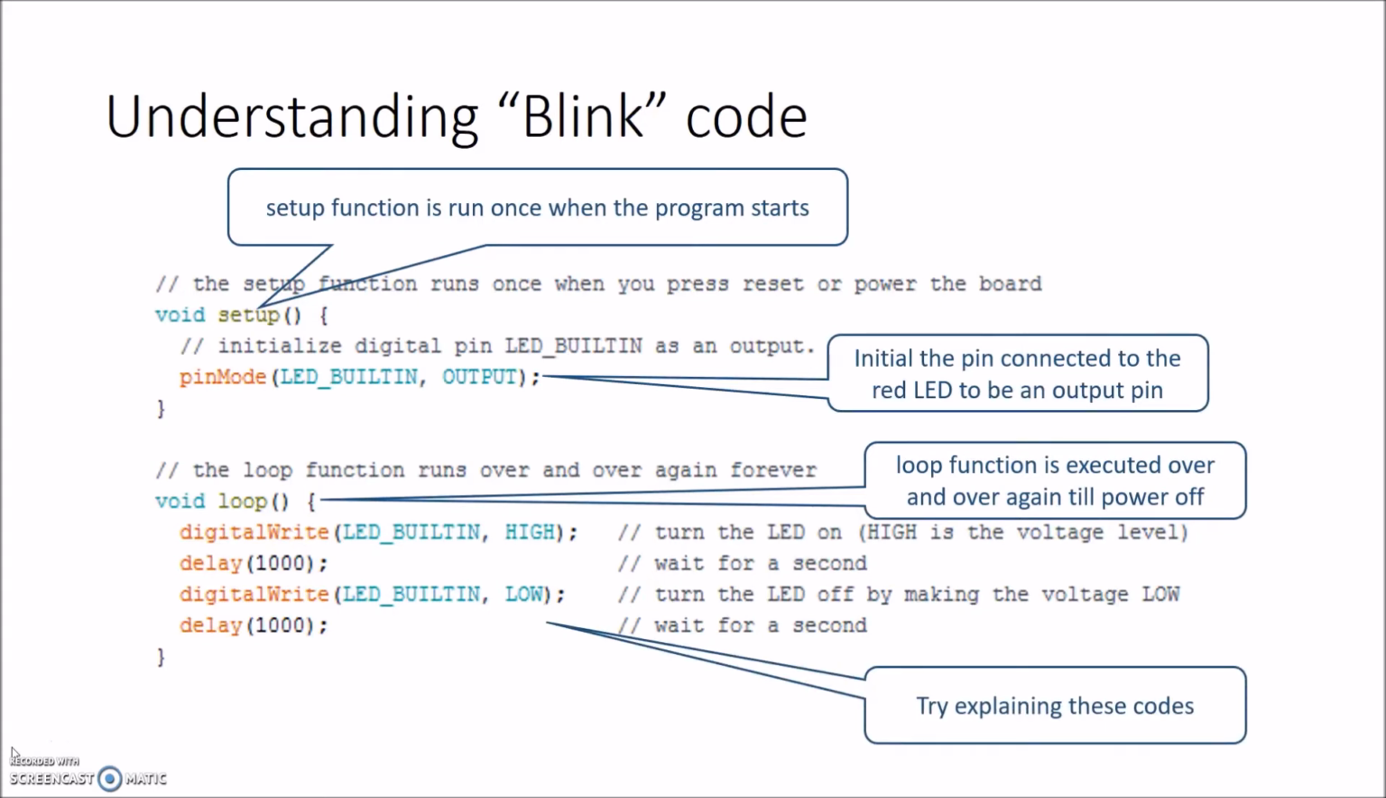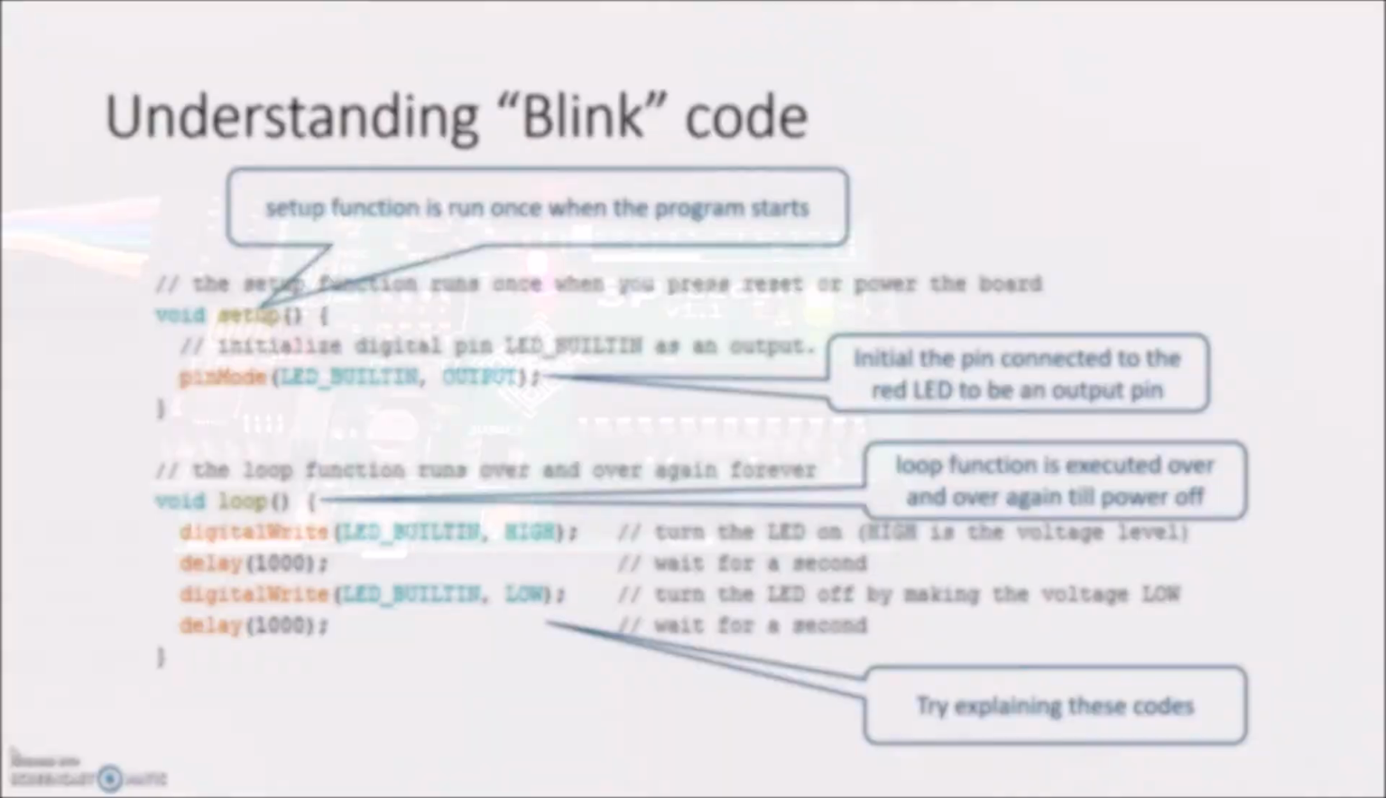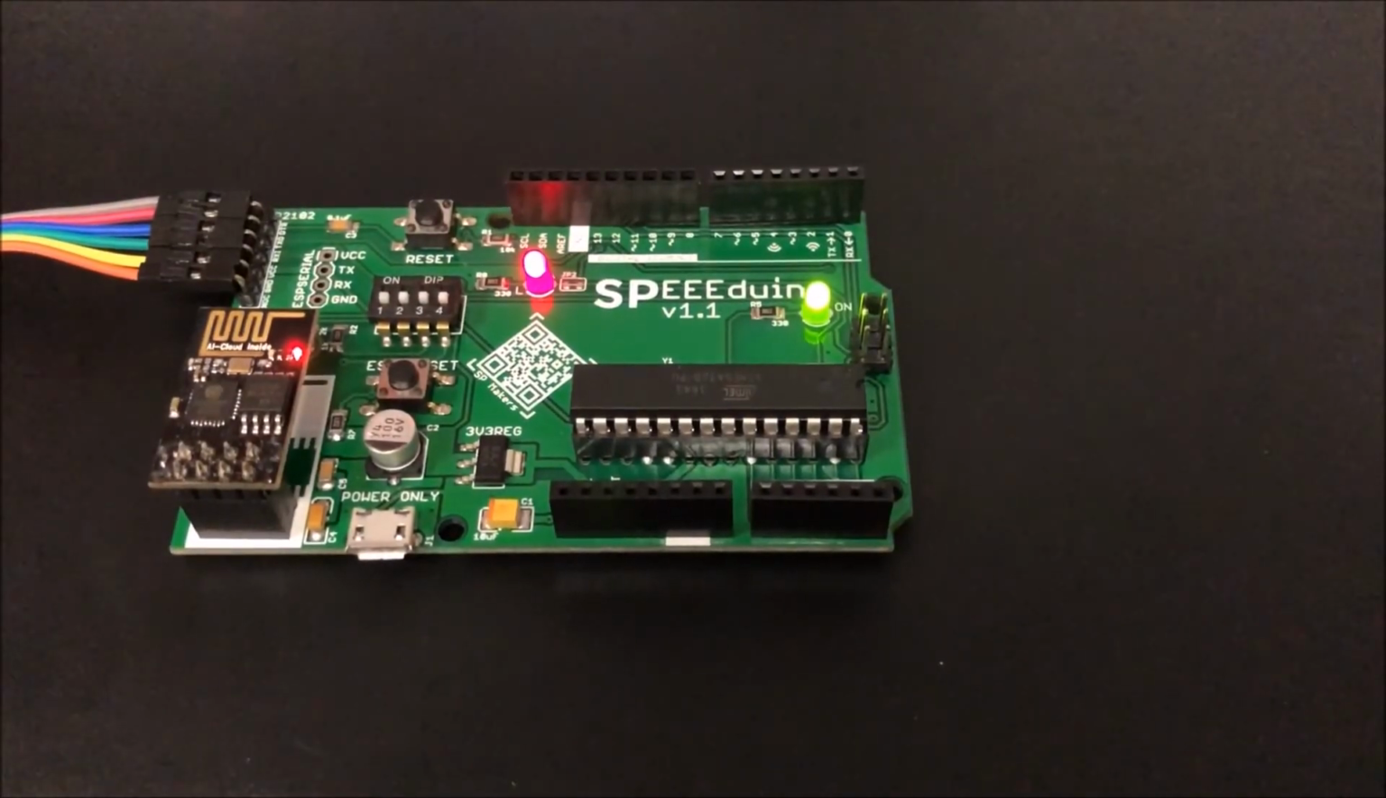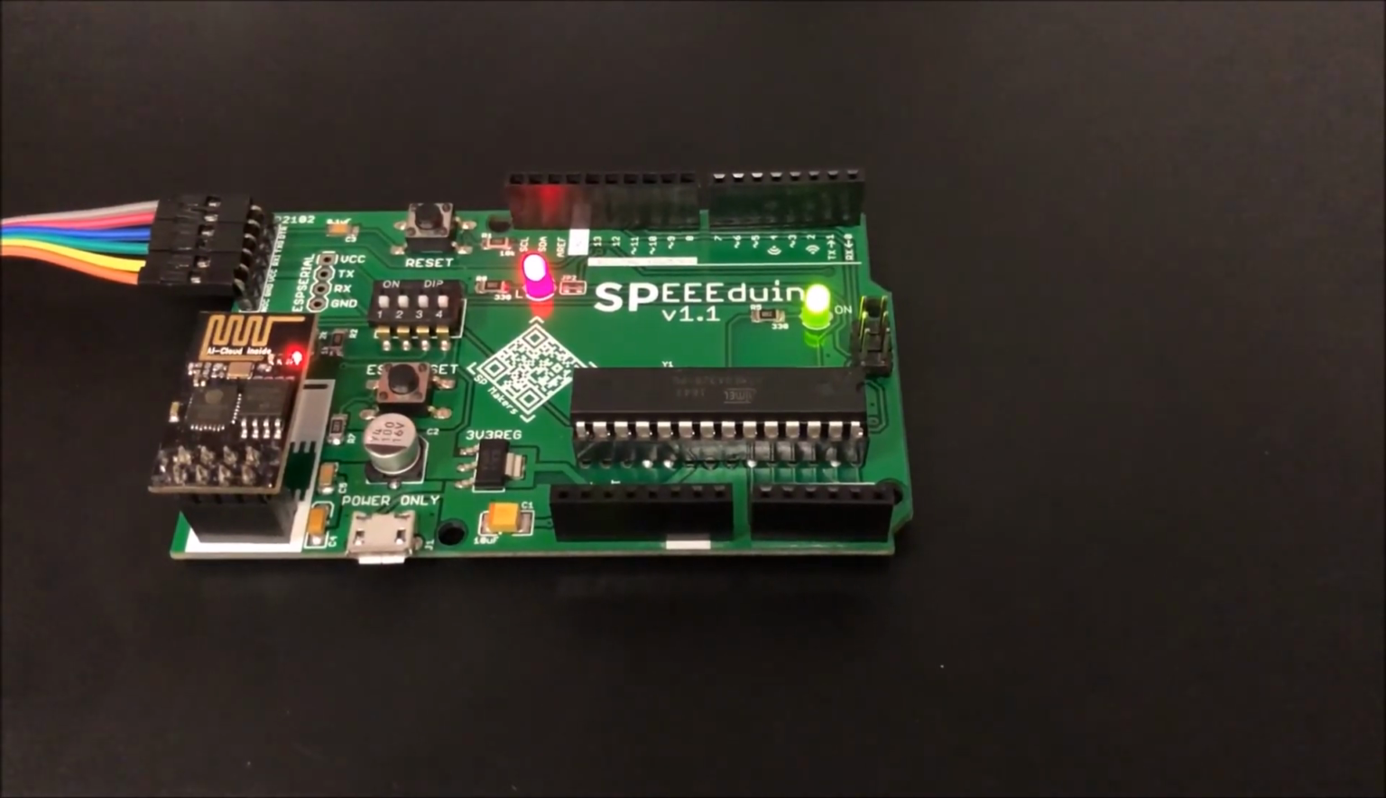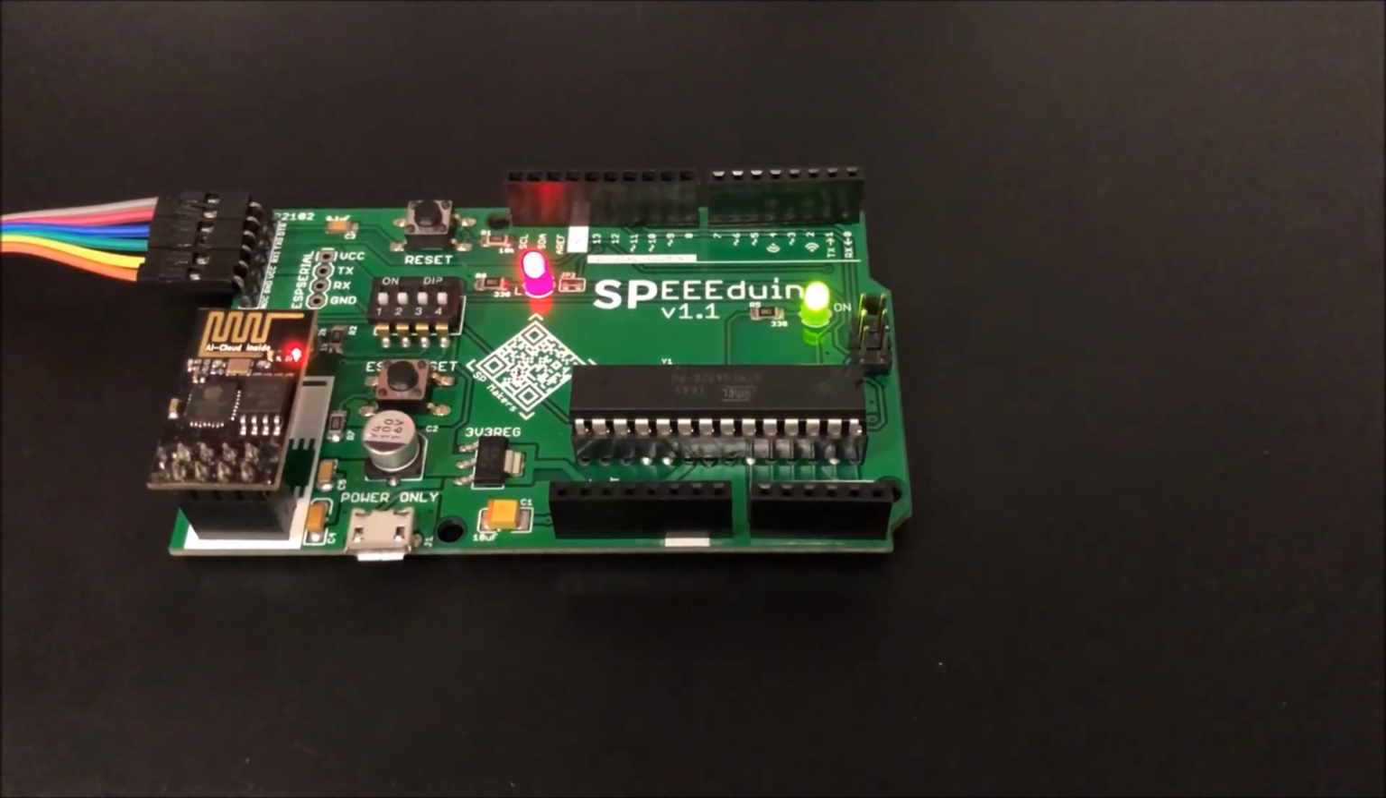Your turn now. Try to explain the code that runs inside the loop function. The Blink code makes the LED blink at 1 second intervals. Let's try to make some modifications.